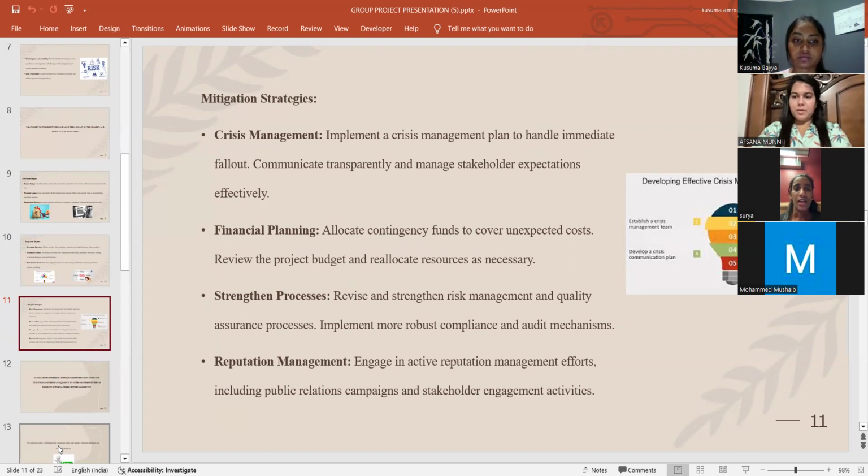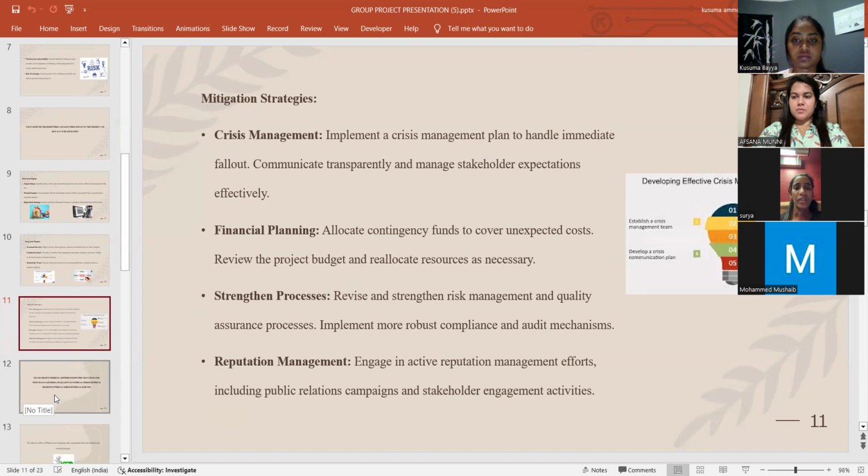And the financial planning: allocate contingency funds to cover unexpected costs, review the project budget, and reallocate resources as necessary. And we have strengthen process: revise and strengthen risk management and quality assurance processes, implement more robust compliance and audit mechanisms.